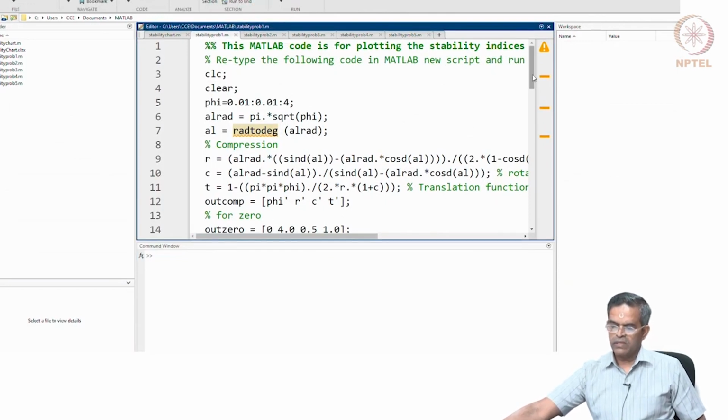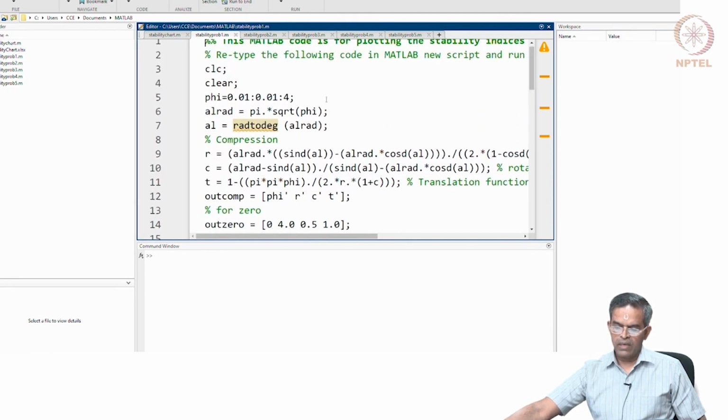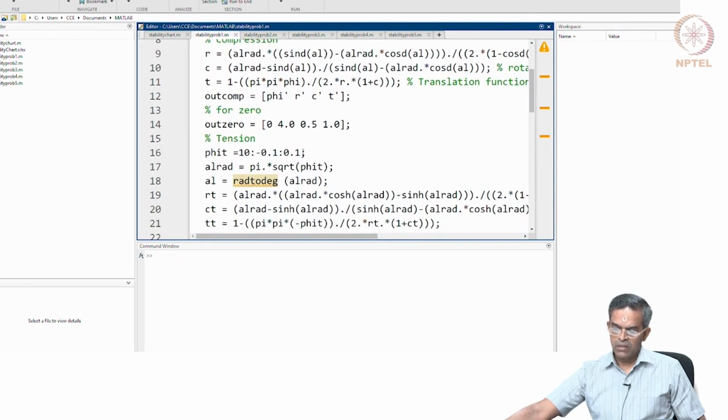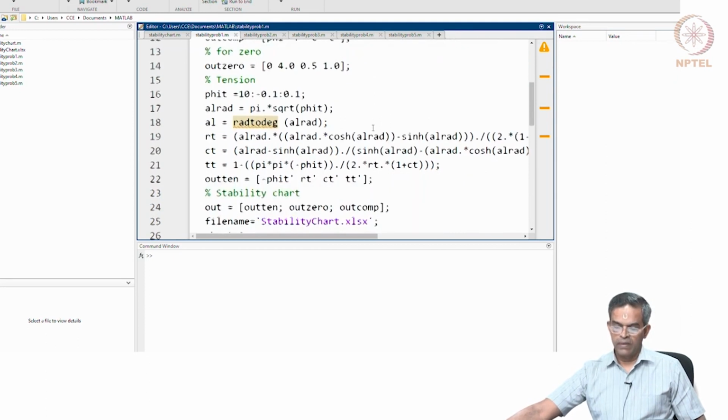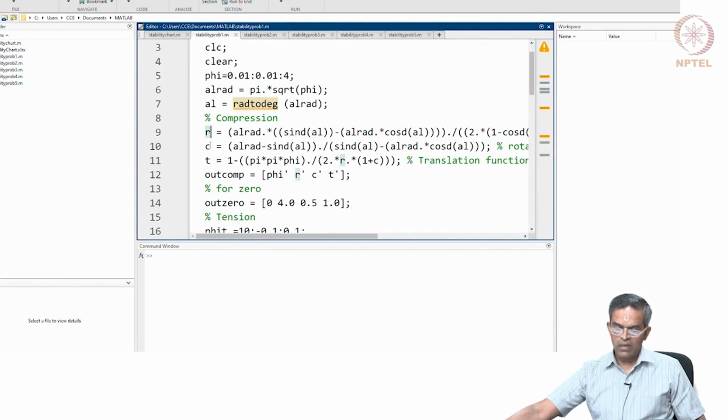So, friends, what you see on the screen is the MATLAB program. This is a program written for compression. You can say from 0.01 to 4, we saw the value just now on the table, and for tension, it plots up to 10. Tension is minus, and then for 0 also we have plotted. The program gives you the stability functions R, C and T.